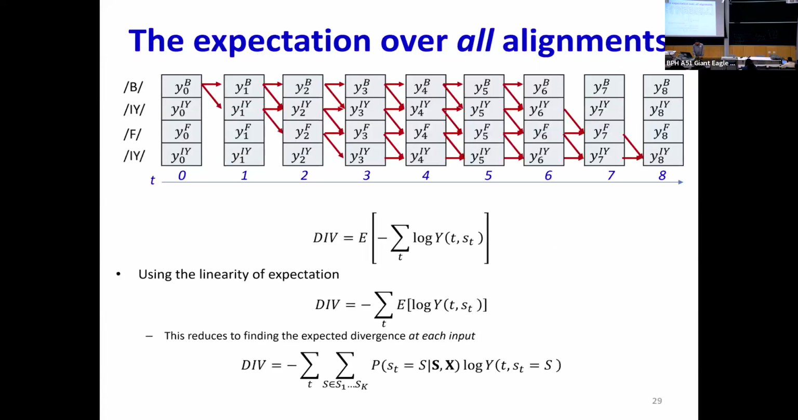Now, how do I compute this expected divergence over all possible alignments? So what I'm trying to do is to compute the expectation of this term, which is minus the sum over all time of the log probability assigned to the symbol in the alignment. And using the linearity of expectation, this E can go inside. So what happens now is that I'm summing over all time, but at each time, I'm computing the expected loss at that time. So what is this loss over here, this second term? Let's take a look.